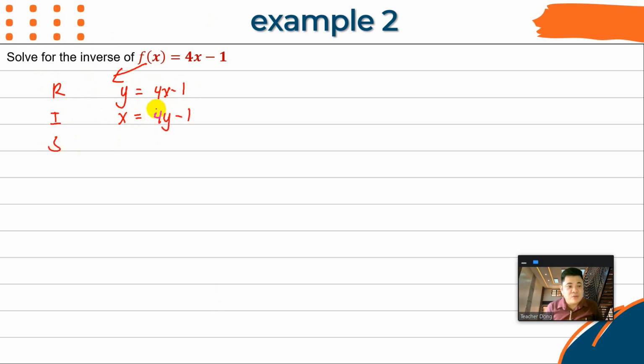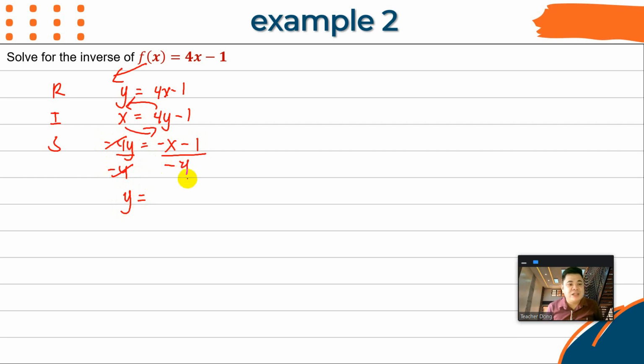And then we have to solve for y. So you have to make sure that y is on the left. Transpose 4y, it will become negative 4y equals negative x. Transpose positive 1, it's negative x minus 1. And then divide both sides by negative 4. So cancel this. Now you're able to isolate y.